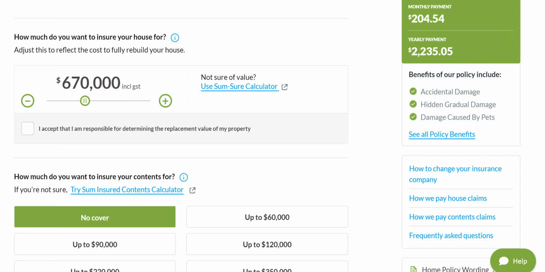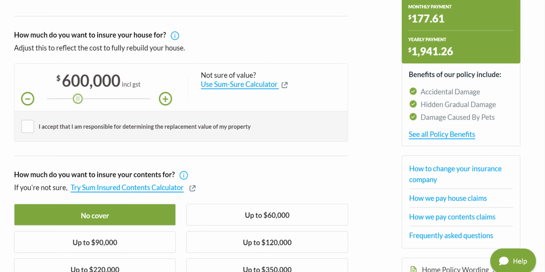So if your rebuild cost is going to be 780, but you've decided to only insure for 600,000, yes, you're going to save. Well, for this example, $1,900 a year versus 2,200. So you're going to save around $350 per year, but it is going to be much more expensive should that disaster happen. So these are things just to play around with.